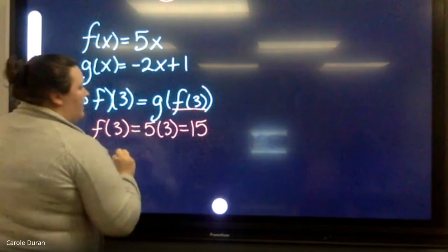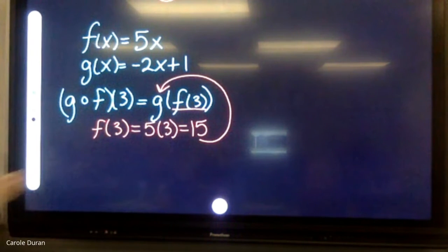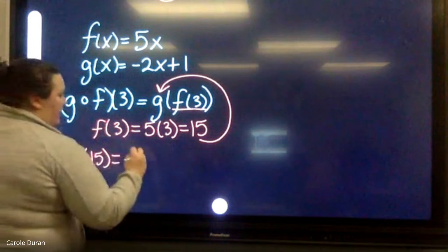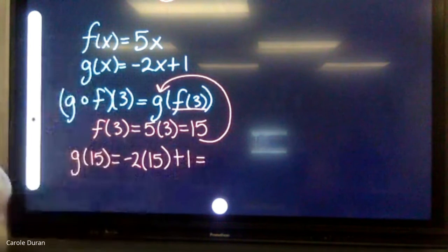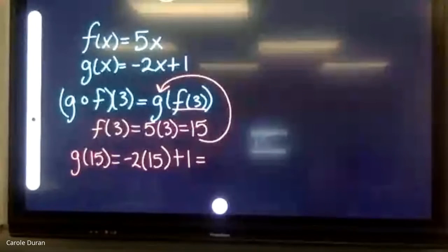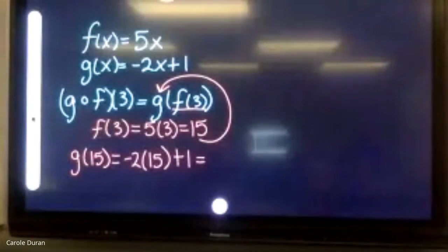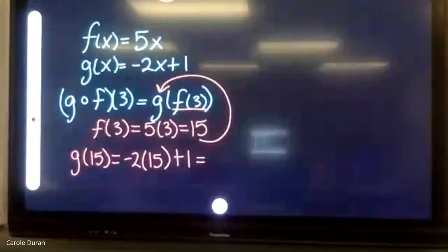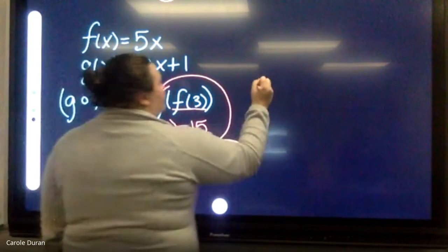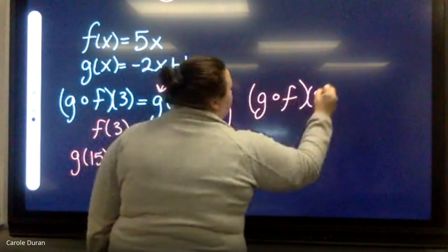So now I'm gonna take this 15 and I'm gonna plug it into my g function. So then g of 15 becomes negative 2 times 15 plus 1. Okay, so what did we come up with? Negative 29. Negative 2 times 15 is negative 30 plus 1 is negative 29. So you could say that g of f of 3 is negative 29.